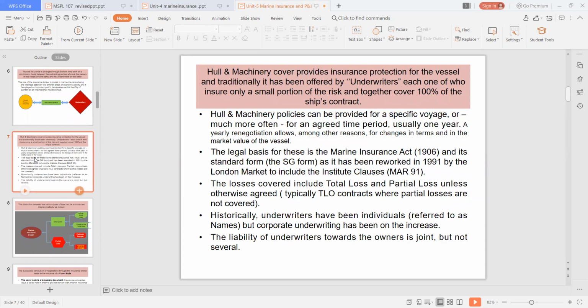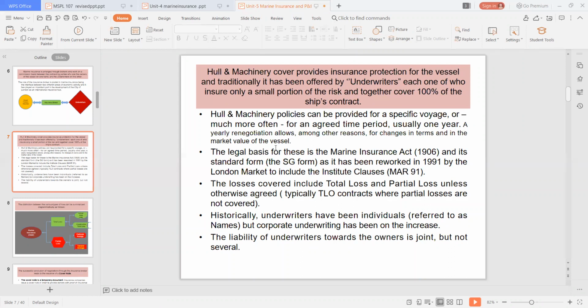Next one. Hull and machinery cover provides insurance protection for the vessel, and traditionally it has been offered by underwriters. Each one insures only a small portion of the risk and together they cover 100% of the ship contract. H&M policies can be provided for a specific voyage, but much more often for an agreed time period, usually 1 year. I already told about that, 1 year. A yearly renegotiation allows, I told about the compensation clause also, among other reasons, for changes in terms and the market value of the vessel.